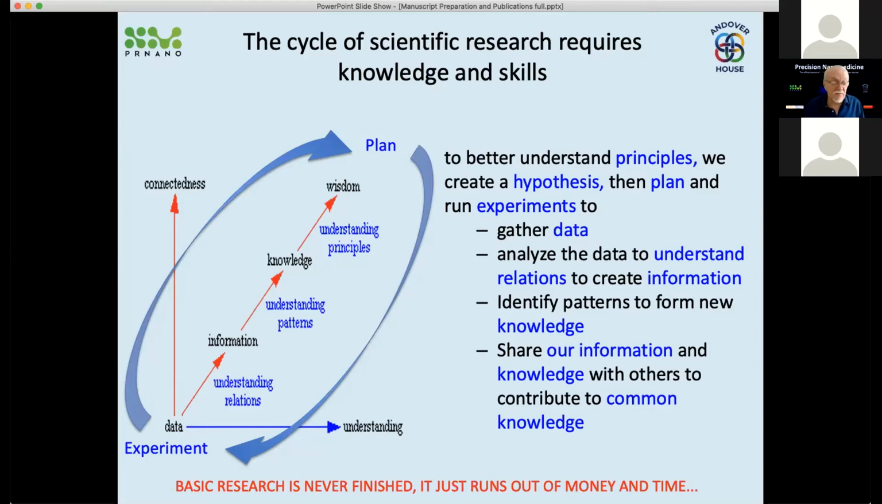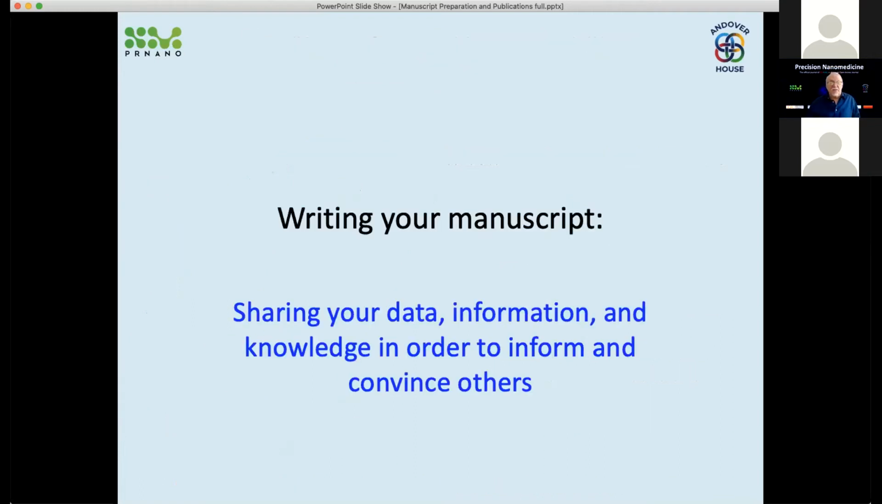And hopefully we are getting wiser and wiser, acquiring more and more wisdom during these years. Just a side comment: basic research is never finished. It just runs out of money and time. Nobody knows everything, and we will not understand and know everything. But it is our task as scientists to increase the amount of knowledge and individual wisdom and understand more and more. So let's start writing your manuscript.